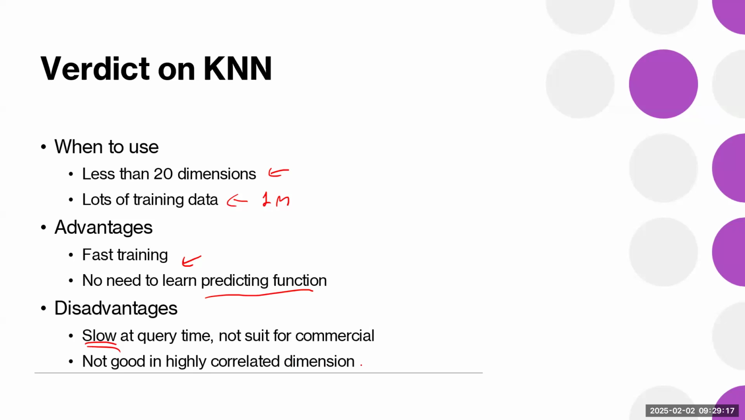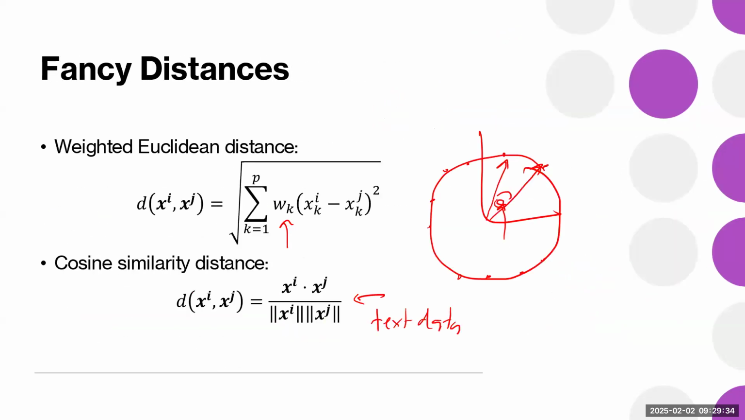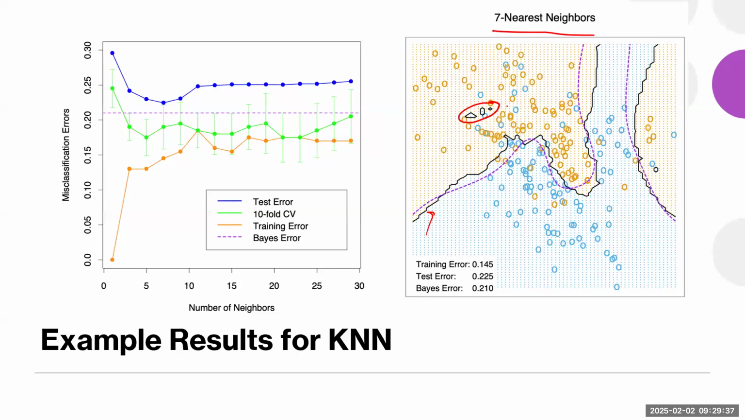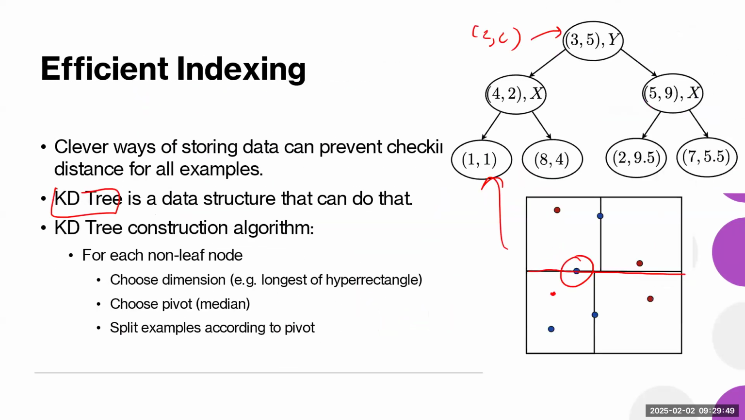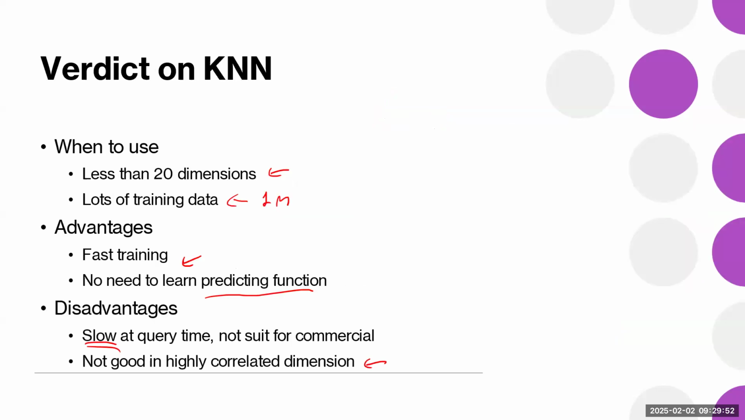And it's not good in highly correlated dimensions. What this means is that if the classes overlap on top of each other a lot, it's not going to work very well, right? If you look at this image, if we have only the data in this area, where the blue and the yellow are interchangeable, then it's going to be really hard for KNN to produce a reasonable result.